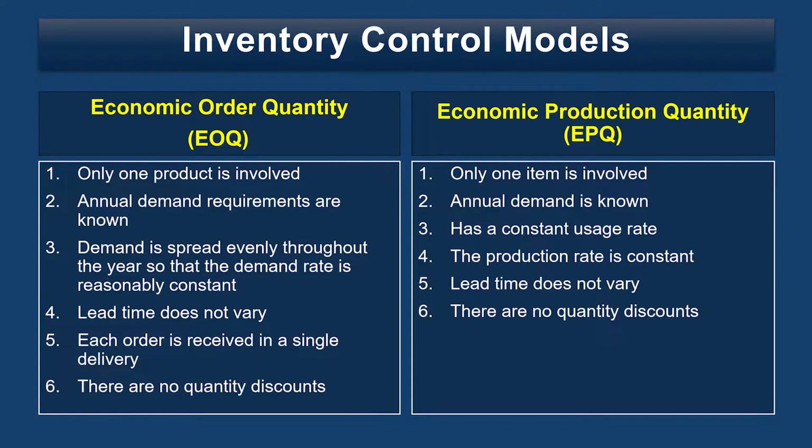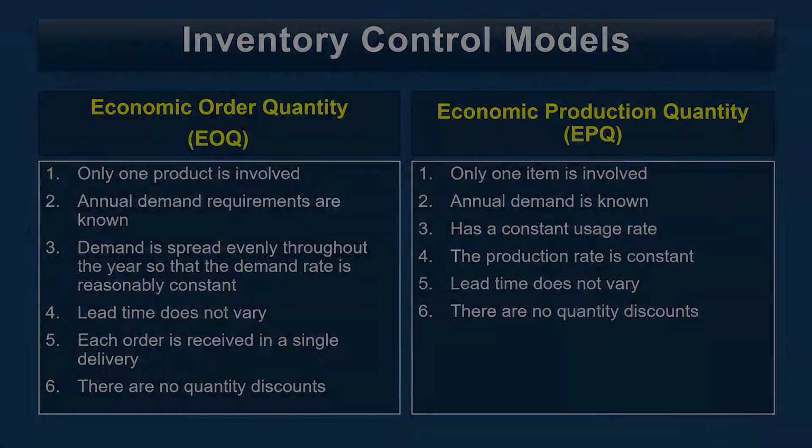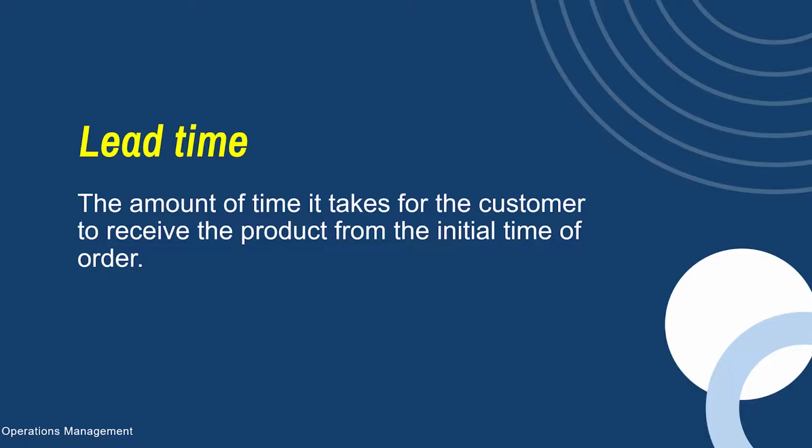Third, demand is spread evenly throughout the year so that the demand rate is reasonably constant. This just says there's no seasonality associated with that annual demand. So you want something that is going to be constant throughout the year, not peaks and valleys over the span of the year. Fourth, the lead time does not vary. Your lead time needs to be consistent for you to know the order pattern. And since I haven't defined it, lead time is just the amount of time it would take for that order to be received, from the time that it's placed until you receive it in your facility.